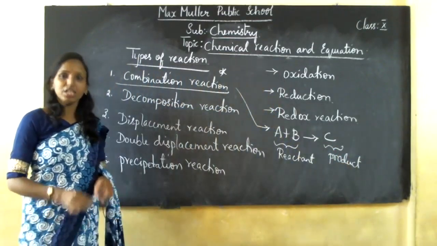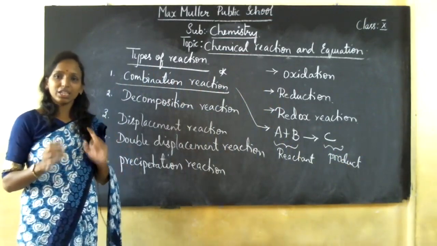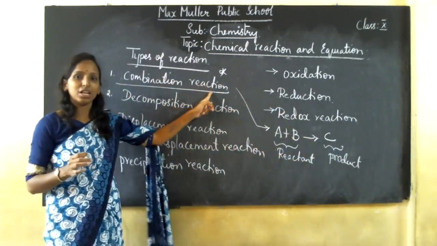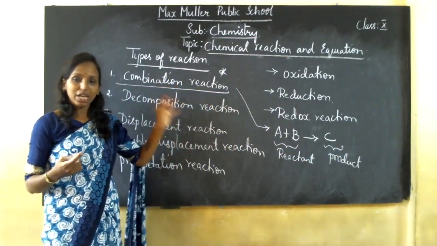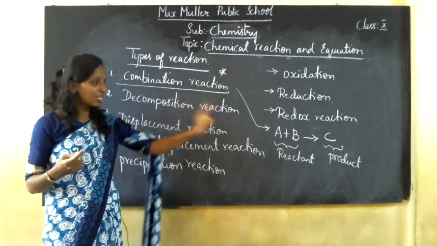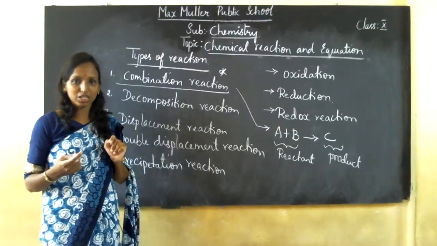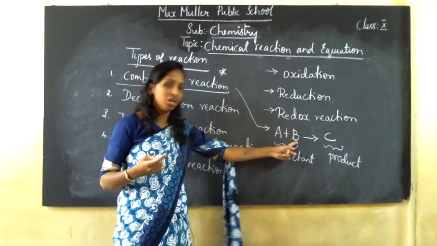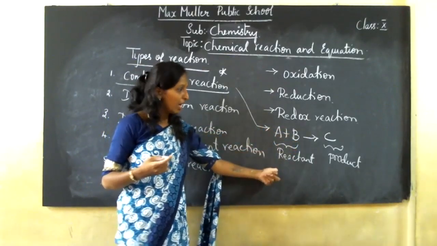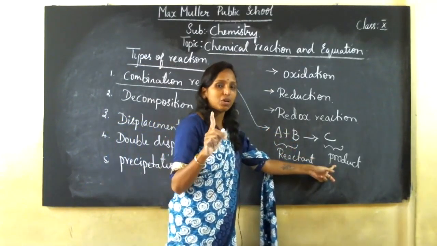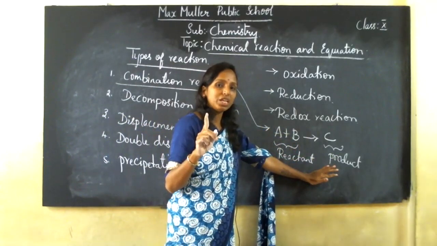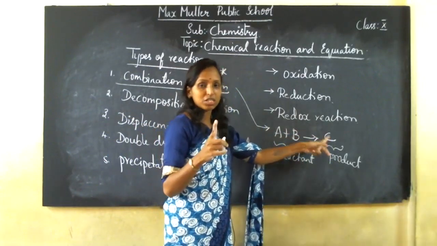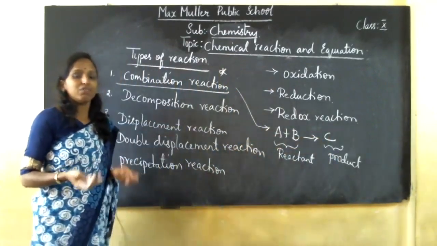In a chemical reaction, when two or more reactants react together to give a single product, it is called a combination reaction. I'll repeat again. When two or more reactants react together to give a single product, it is called a combination reaction. It's a general form, as I told you. What is reactant and what is product? A and B, two or more reactants, reacted, and how much product did I get? Only a single product. This reaction is called combination. The combination of two reactants giving a single product is called combination. We have different combinations, children.